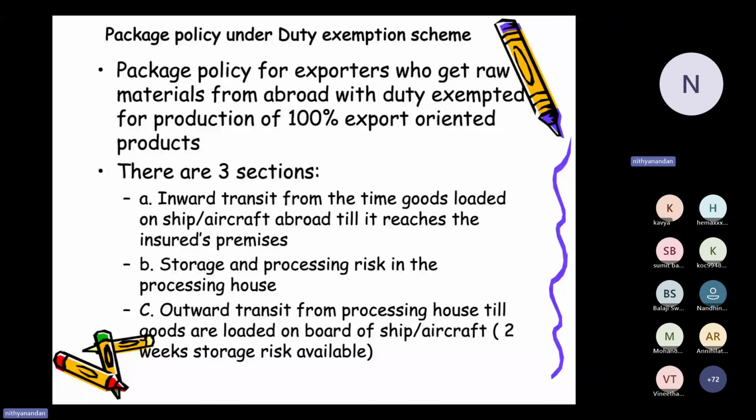So this policy covers 3 sections. Section A, inward transit, from the time goods are loaded on a ship or aircraft abroad till they reach the insured premises. That is, raw material is coming from abroad. Section B, storage and processing risk in the processing house. During the processing, regular storage risk, that is fire and burglary risks. Section C, outward transit from the processing house till the goods are loaded on board. There is FOB cover, providing cover up to the ship.